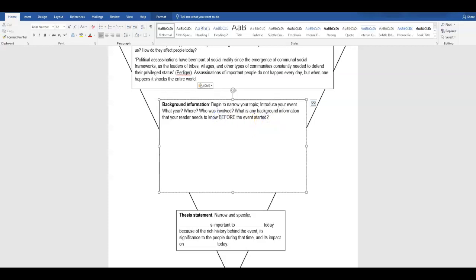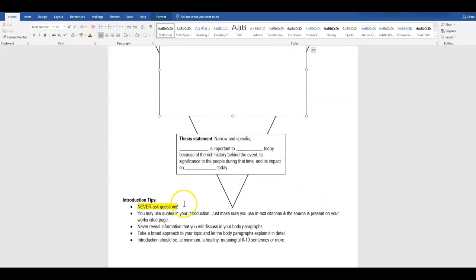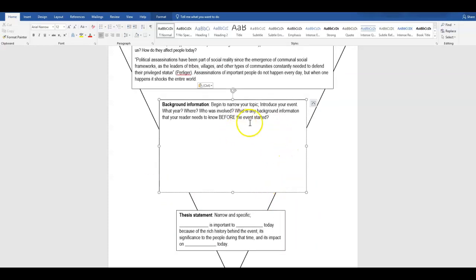Again, you do not want to give away any information that you're going to use in your body paragraphs. So think about your topic. We want to know what's before it actually happens, because when it happens is what you're going to talk about in your body paragraphs in general.